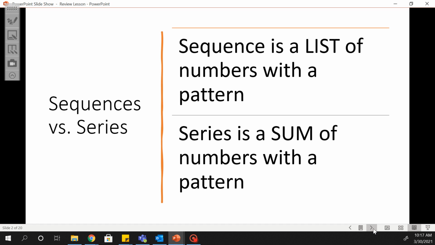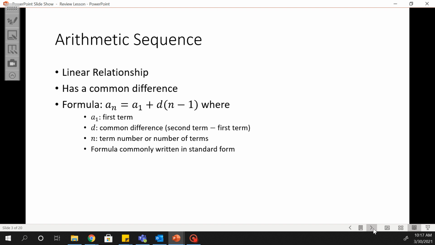Real quick, we looked at sequences and series. Difference between a sequence and a series: a sequence is a list of numbers with a pattern. A series is a sum of those numbers with a pattern. An arithmetic series or sequence has a linear relationship, with a common difference between the terms, so that would be adding a number, a value, to get from one term to the next term, whether that's a positive number or a negative number.